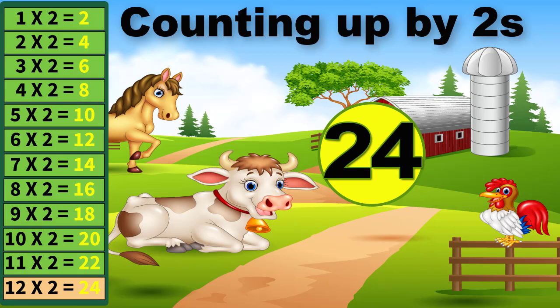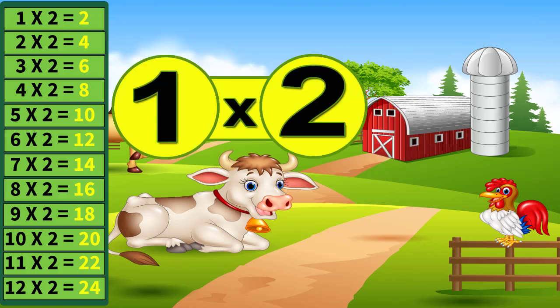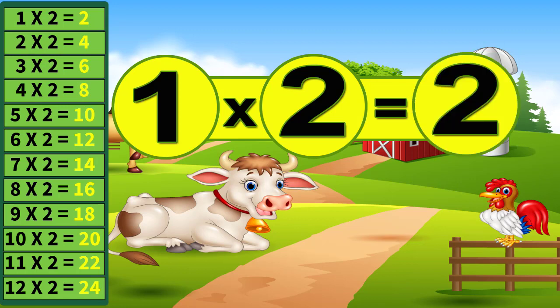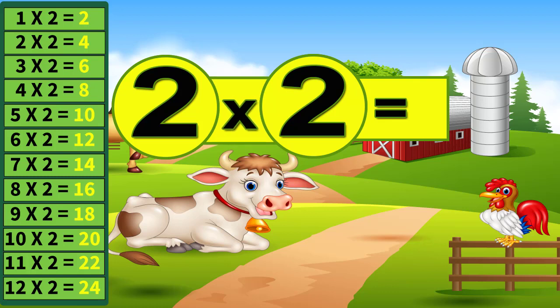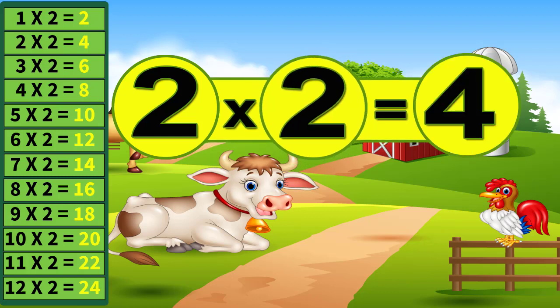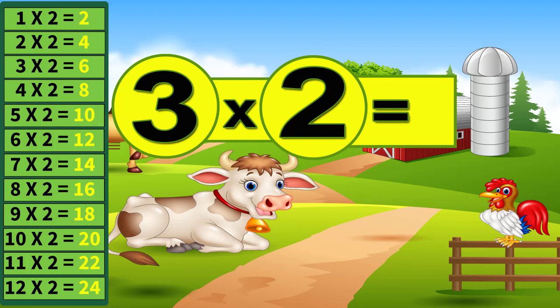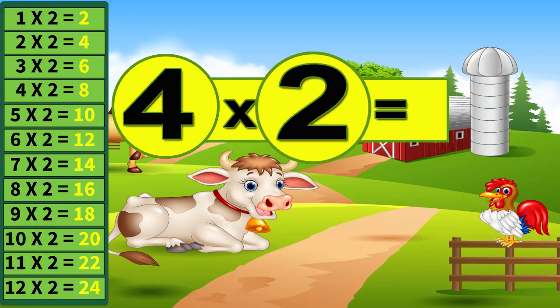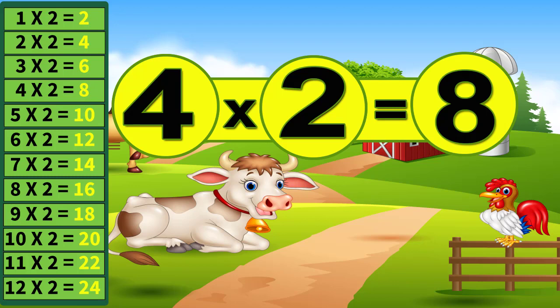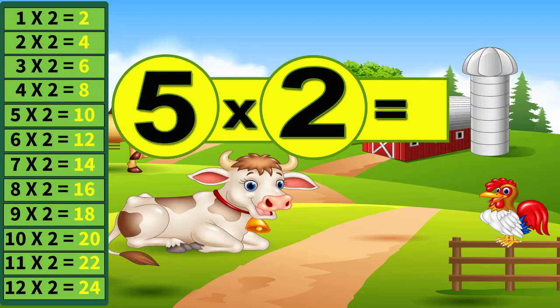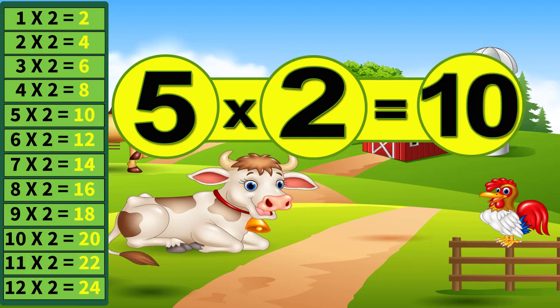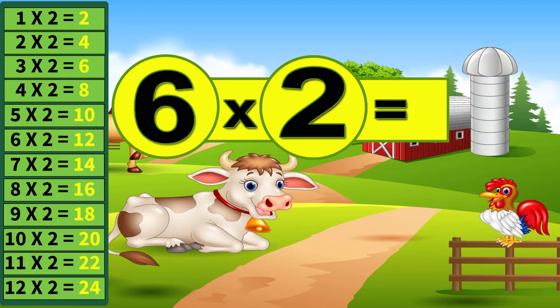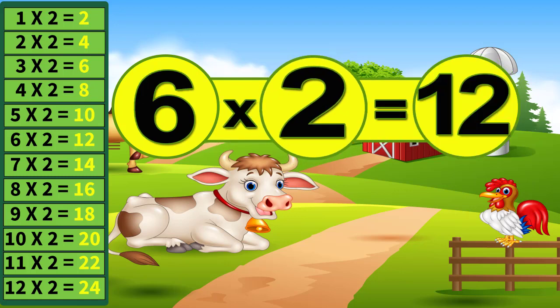Now, the revision of our 2 times tables. Let's start. 1 times 2 equals 2. 2 times 2 equals 4. 3 times 2 equals 6. 4 times 2 equals 8. 5 times 2 equals 10. 6 times 2 equals 12.